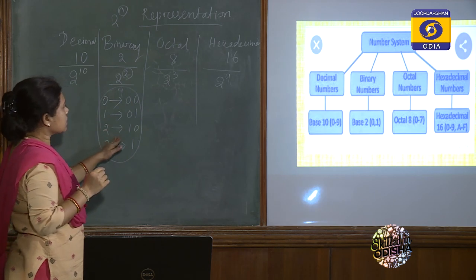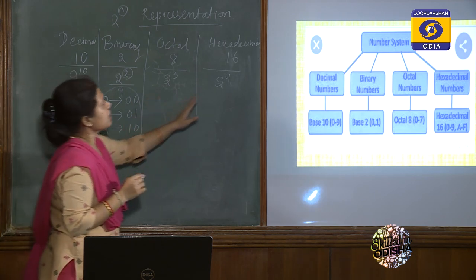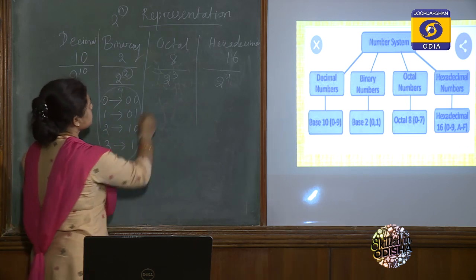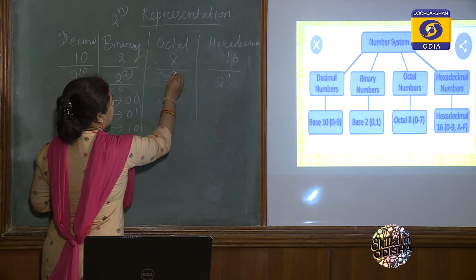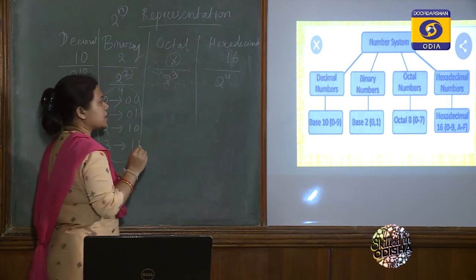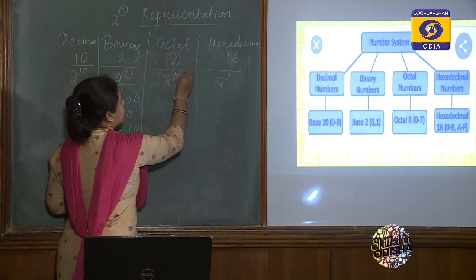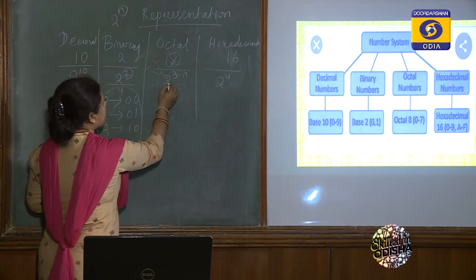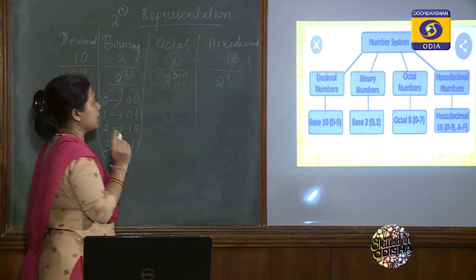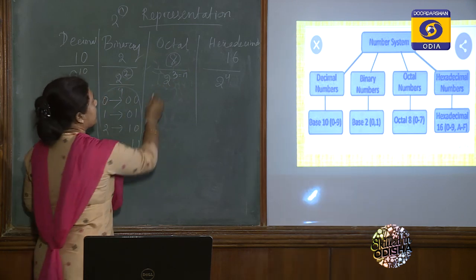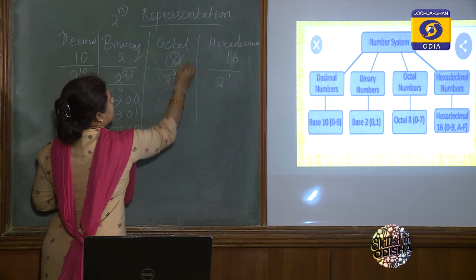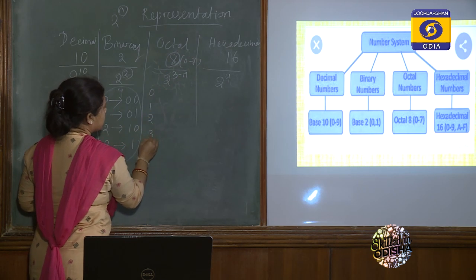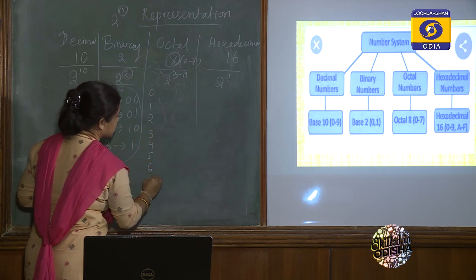Using this we have to represent the octal number system and the hexadecimal number system. For octal, 8 means 2 to the power 3, so n is equal to 3. We have to represent the octal number system by 3 bits. In the octal number system the digits used are 0 to 7: 0, 1, 2, 3, 4, 5, 6 and 7.